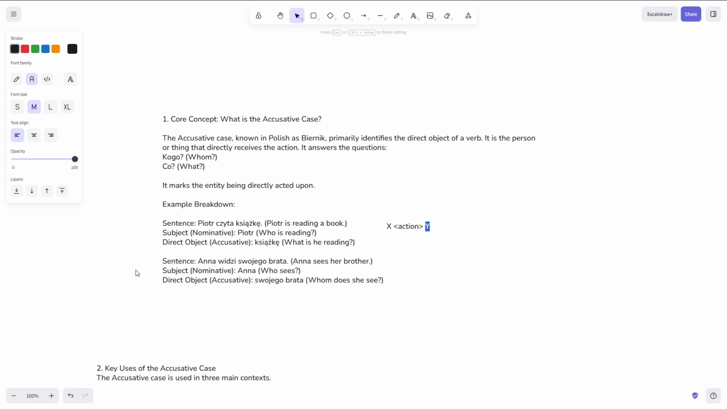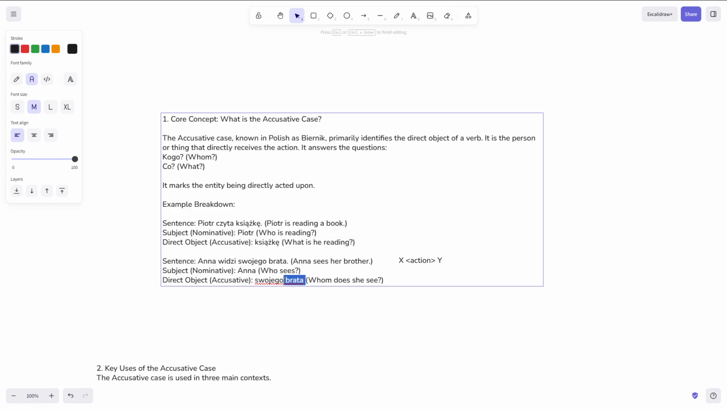Okay. The second sentence. Anna widzi swojego brata. Anna sees her brother. Let's do it in the same fashion. So, we have a Polish name, Anna, okay? Anna. So it is our X, the thing that begins the action. Okay, the action is sees, widzi, okay? So X is Anna, action is sees, and then the Y, the thing that is being seen, is her brother, okay? Anna sees her brother, okay? So subject in nominative is Anna, and the direct object in accusative is her brother, swojego brata.